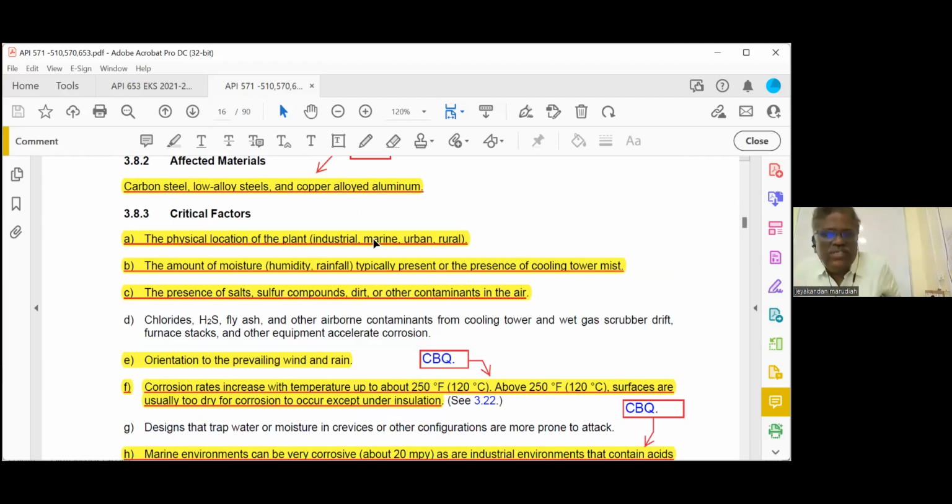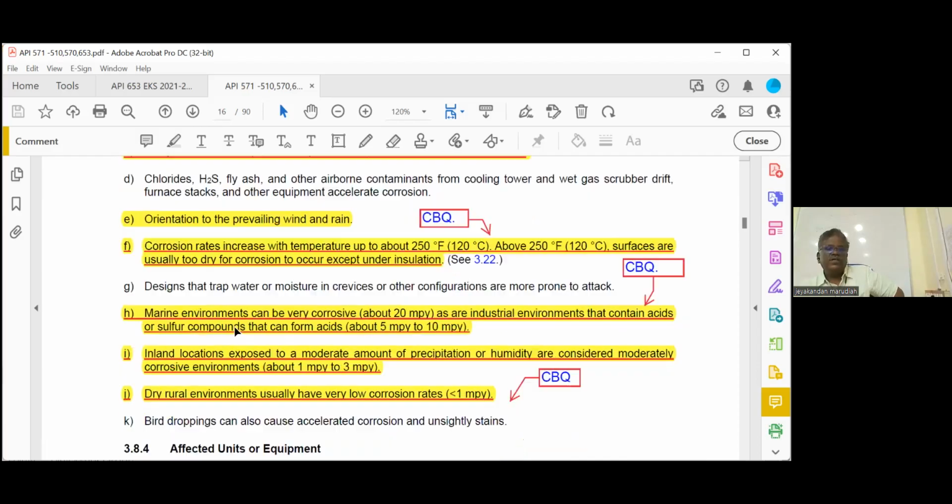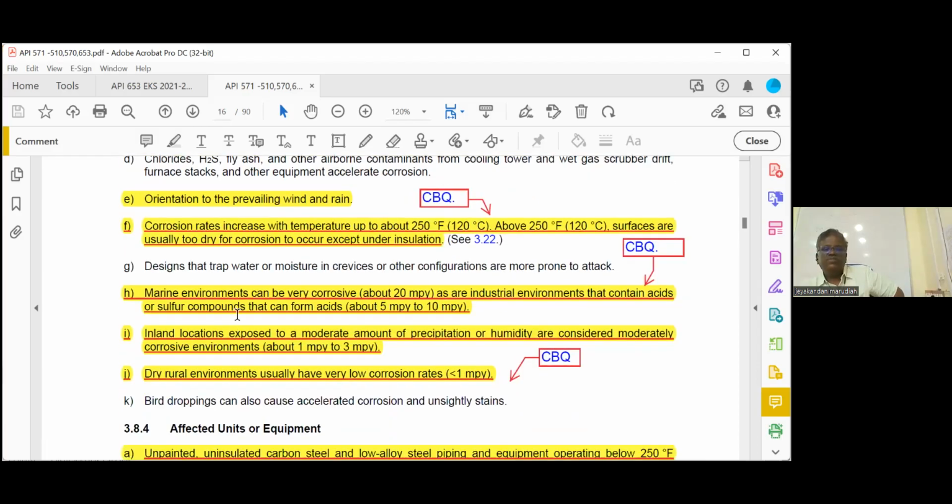Critical factors, highlight this one: the physical location of the plant, the amount of moisture typically present, then the presence of salts. Then this is important, regularly asked as a closed book question: corrosion rate increases with temperature up to about 250. Above 250, surfaces are usually too dry for corrosion to occur, except under insulation. Only up to 250 will the corrosion rate increase. Then H is important: marine environments can be very corrosive, about 20 mils per year. You have to remember this value. These are closed book questions.